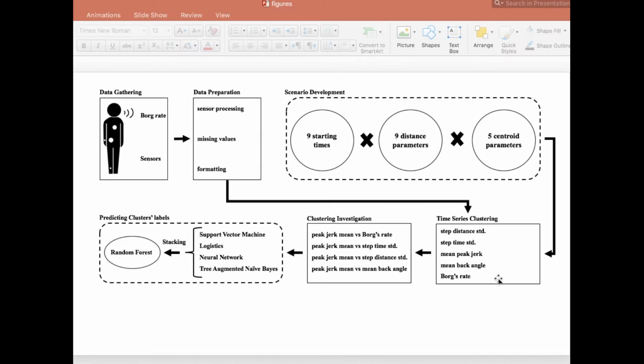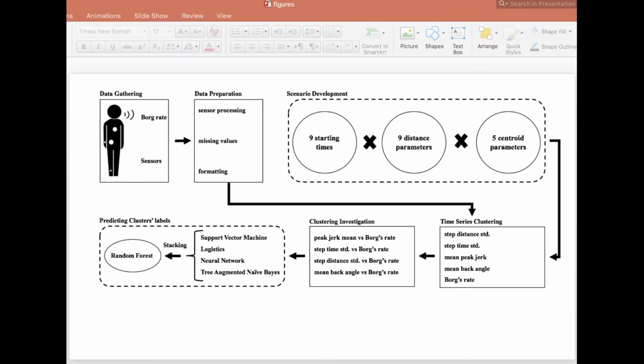Also, we want to compare those clusters with other clusters that come from three different time series: a standard deviation of step time, a standard deviation of step distance, and mean of the back angle. So after time series clustering, we want to compare their overlap. Basically, if you use different data and do time series clustering to categorize the subjects into two different groups, how do those clusters overlap with each other? We know intuitively that Borg's rate is a good representative for the subject's fatigue. Also, there's a good literature about peak jerk mean as a good representative of the fatigue.